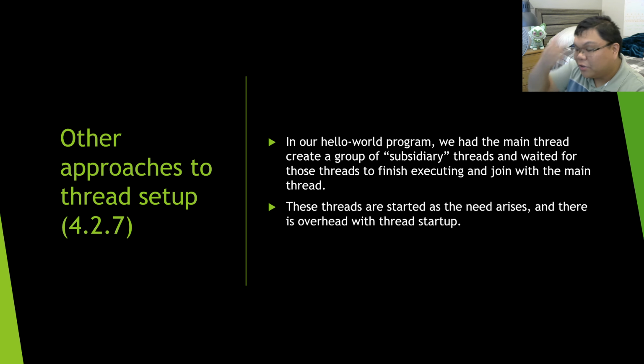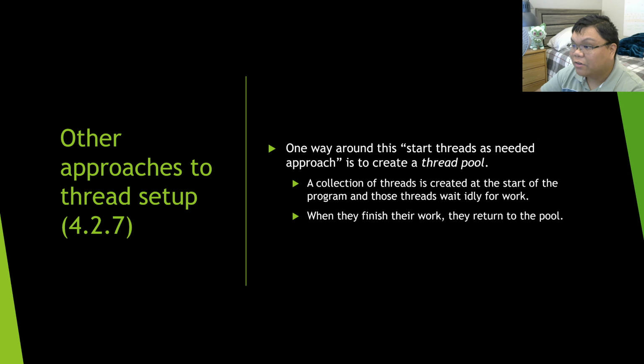We can do a similar trick with threads, and that is called a thread pool. So we create a collection of threads at the start of the program. Those threads wait for work. The system will take out a thread from that pool as needed. It's going to assign work to those threads. Those threads do the work, they finish the work, and instead of joining back with the main thread, they just return to the pool and wait for more work.